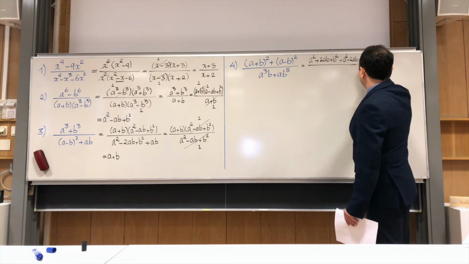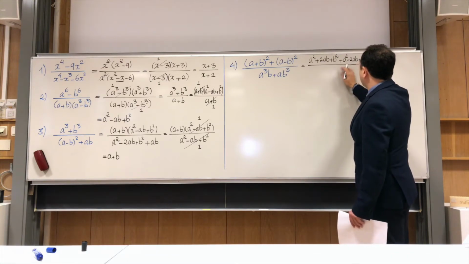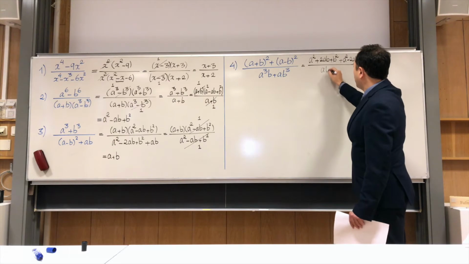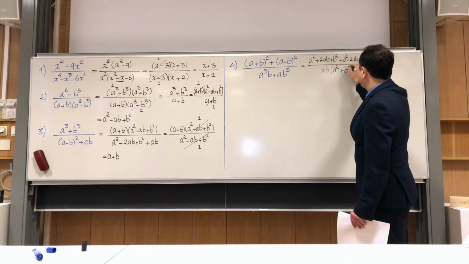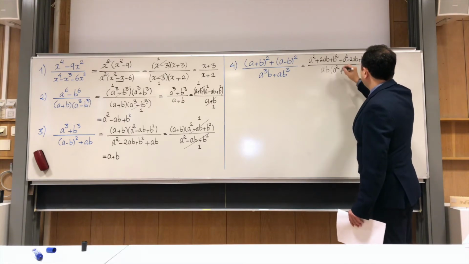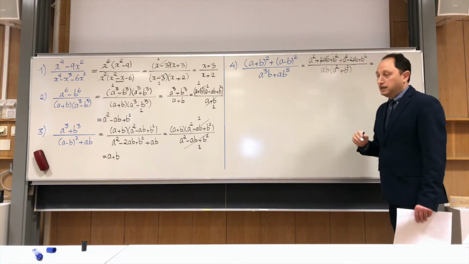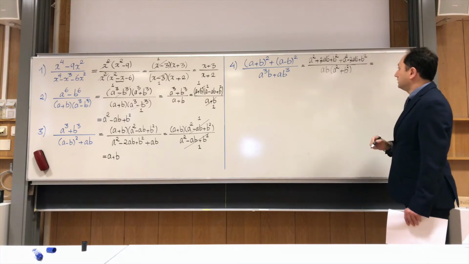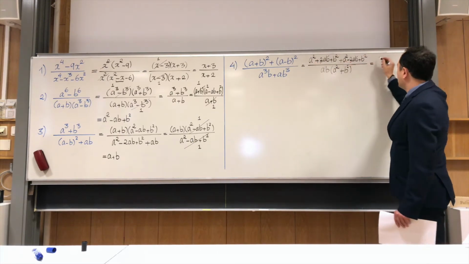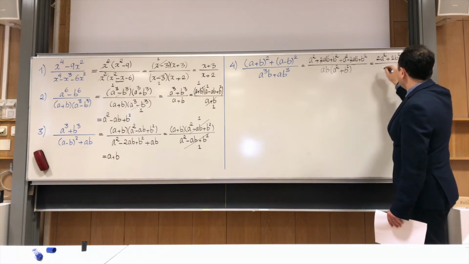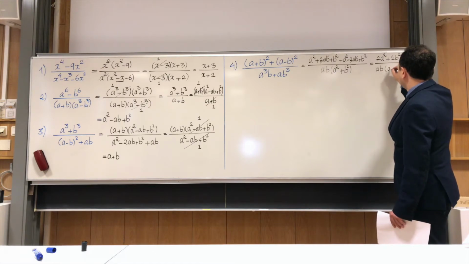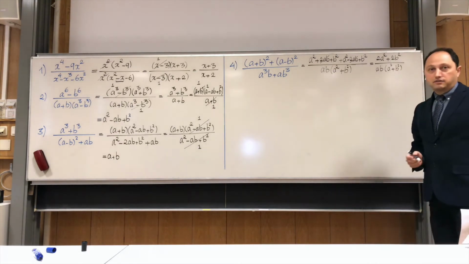For the denominator, I can factor ab out, then a squared is left from the first one and b squared from the second one. But then you immediately realize this positive 2ab and this negative 2ab cancel. Then I have a squared and a squared, it becomes 2a squared, and the same for b squared, it becomes 2b squared. And then I have the same denominator as before. But it's not still factorized. I can factor a 2 out.